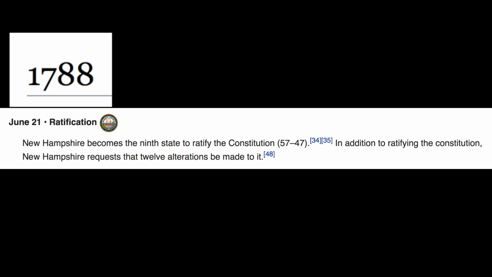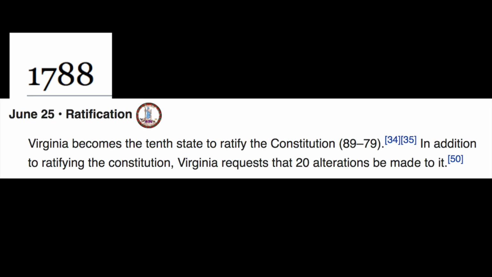So moving on now. Virginia becomes the 10th state to ratify the Constitution, 89 to 79, another very close margin. In addition to ratifying the Constitution, Virginia requests that 20 alterations be made to it, okay? 20 alterations. Once again, I'm going to say it again. If these people knew that these alterations would not take place or would take place on a substandard level, would they have ratified the Constitution? I don't believe they would have.